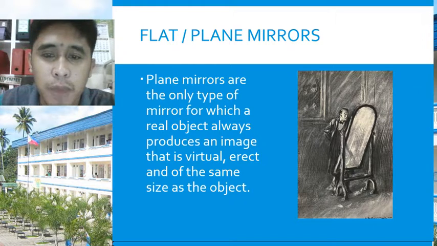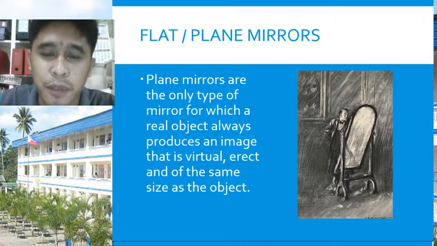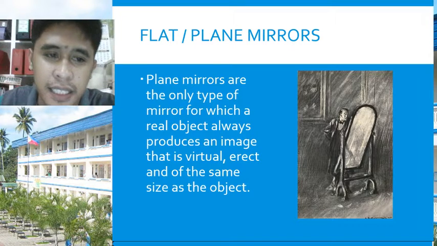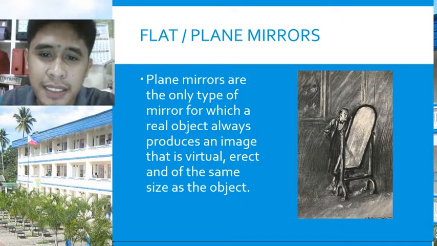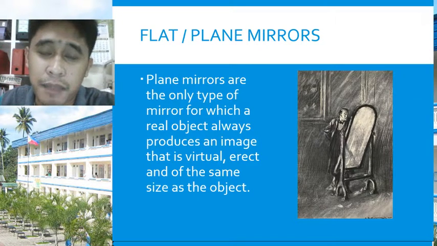Okay, one of the most common applications of mirrors is the plane mirror. The plane mirrors are the only type of mirror for which a real object always produces an image that is virtual, erect, and of the same size as the object. This makes it an ideal object for grooming. However, images formed in a plane mirror are inverted from left to right.